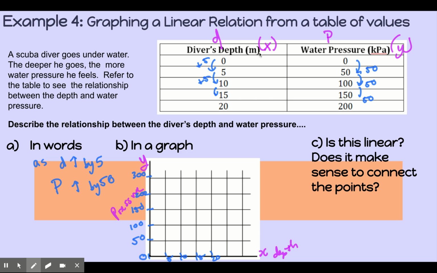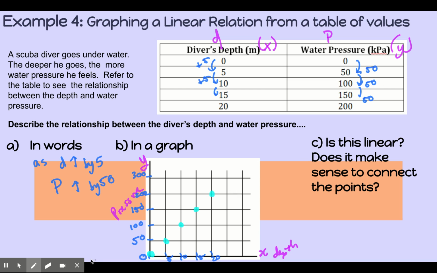So now I'm going to graph this data. So D, your X, is 0. Your water pressure is 0. I'll use a different color. So there's my 1 point. 5 and 50. So D on the bottom is 5. Pressure is 50. 10, 100. So 10 on the X, 100 on the Y. 15 and 150. And 20, 200. So there is my relationship on my graph.